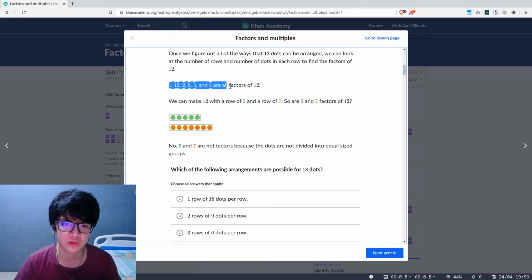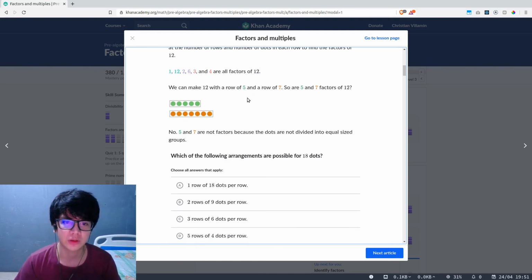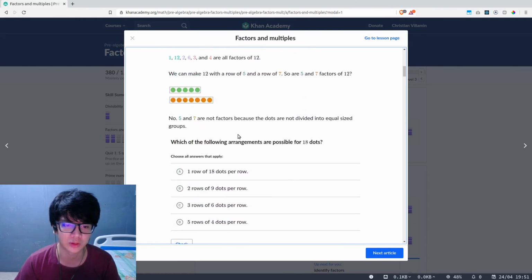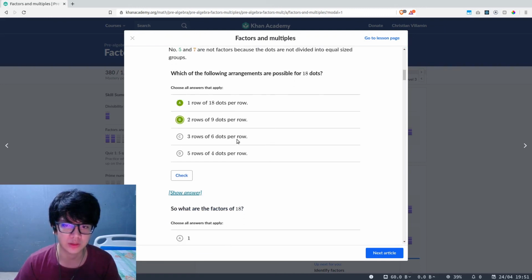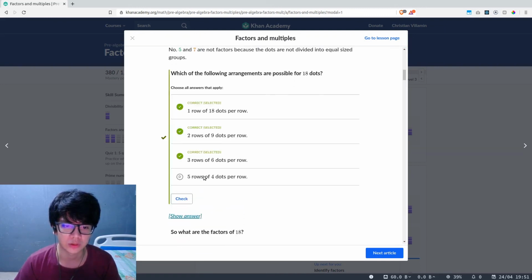1, 2, 2, 6, 3, 4. We can make 12 with a row of 5 and a row of 7. So are 5 and 7 factors of 12? No. The dots are not divided into equal sized groups. Cool. Which of the following arrangements are possible for 18 dots? 1 row of 18, 2 rows of 9. Cool.